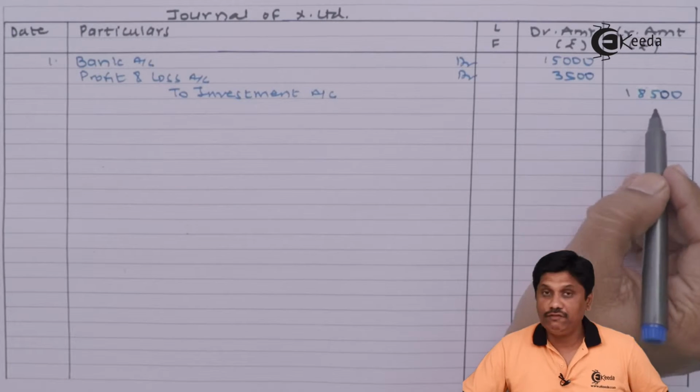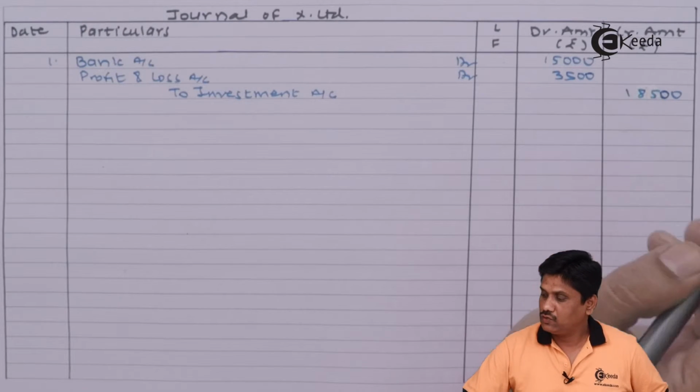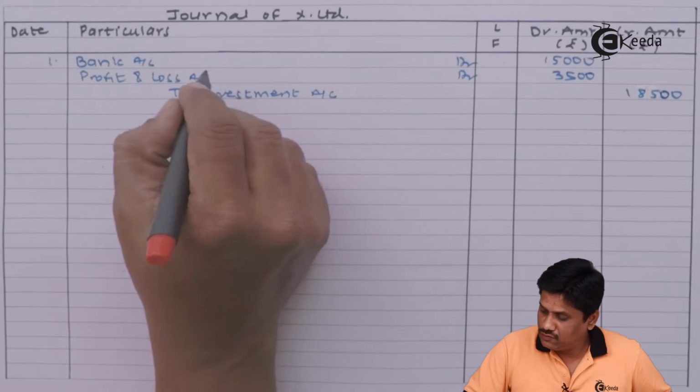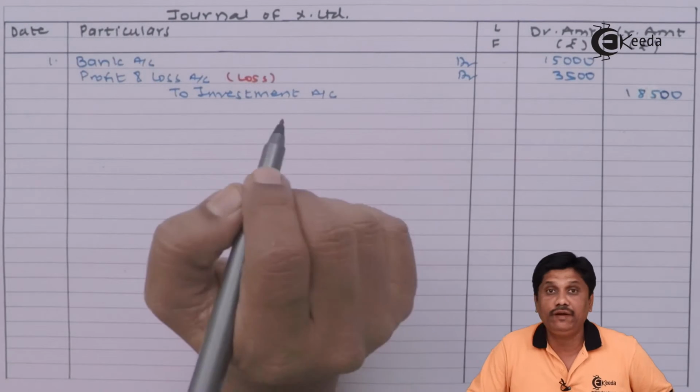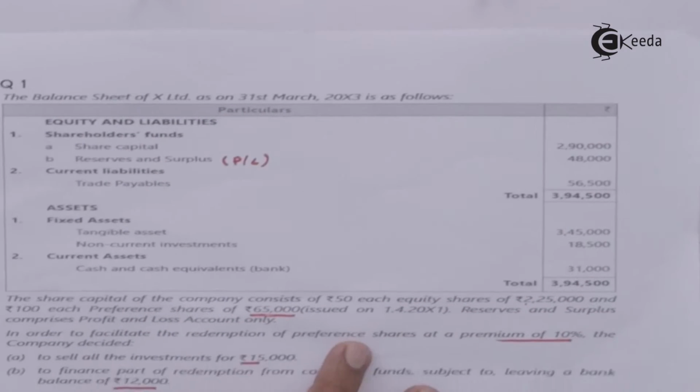So book value of the investment is 18,500. It is sold for rupees 15,000. So we will incur a loss of rupees 3,500. This loss we have debited to P&L account. So to that extent, availability of P&L account will come down.